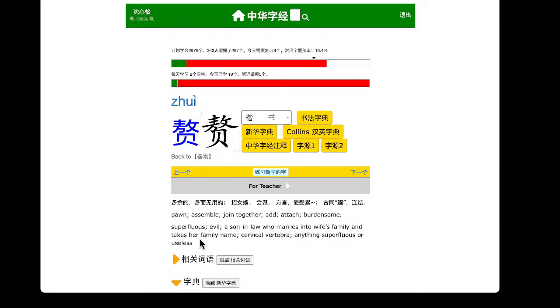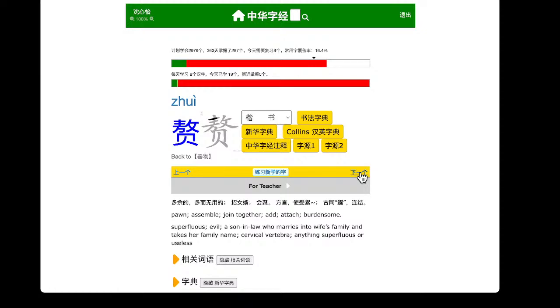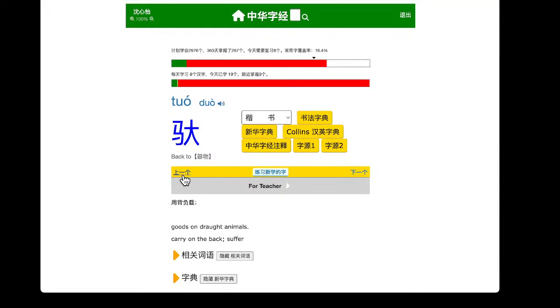Anything superfluous or useless. Can also refer to a son-in-law who marries into the wife's family and takes her family name. This is called 赘婿. So we got a variety of seemingly unrelated meanings. Alright, we gotta look at the etymology.